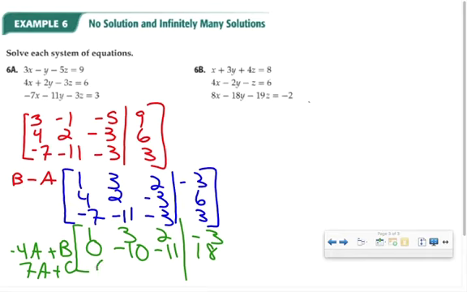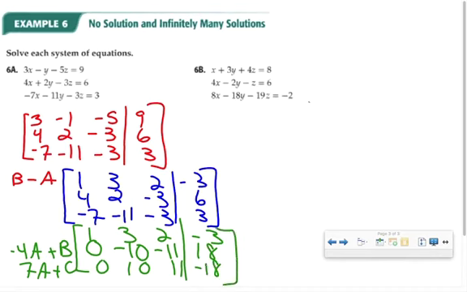In row C, 7 times 1 is 7. 7 plus negative 7 is 0. 7 times 3 is 21. 21 plus negative 10 is, 21 plus negative 11 is 10. Talking ahead of myself. 7 times 2 is 14. 14 plus negative 3 is 11. 7 times negative 3 is negative 21 plus 3 is negative 18.